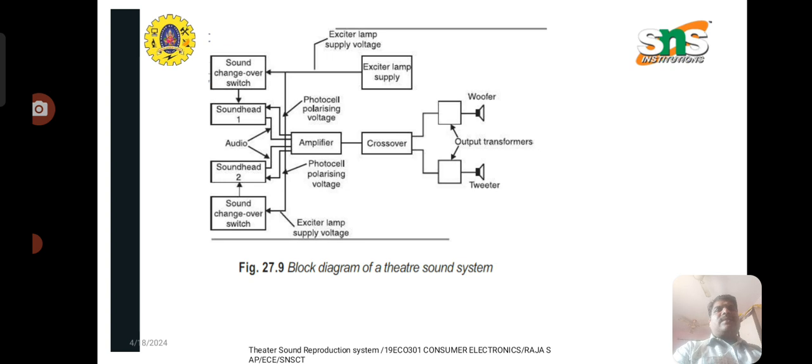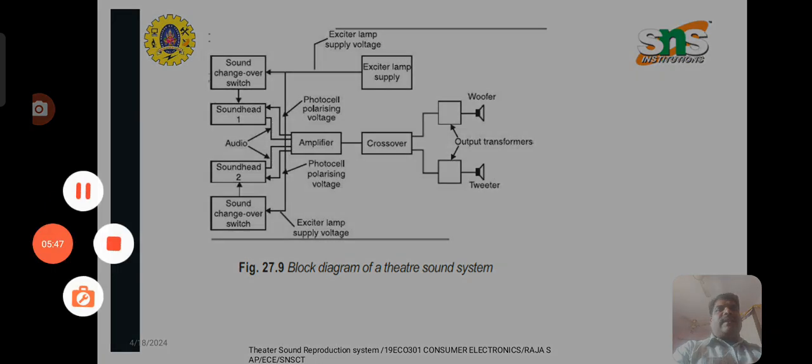In a theater sound system, all these sound systems are controlled in the projector room. The projector room is the only area where the audio signals and video signals are separated into two forms and then telecast in the normal form.